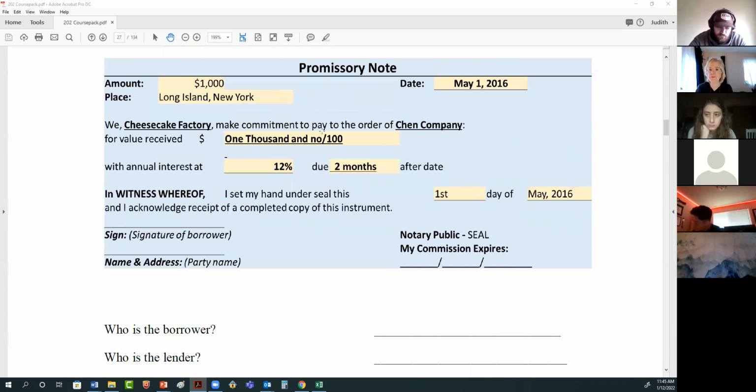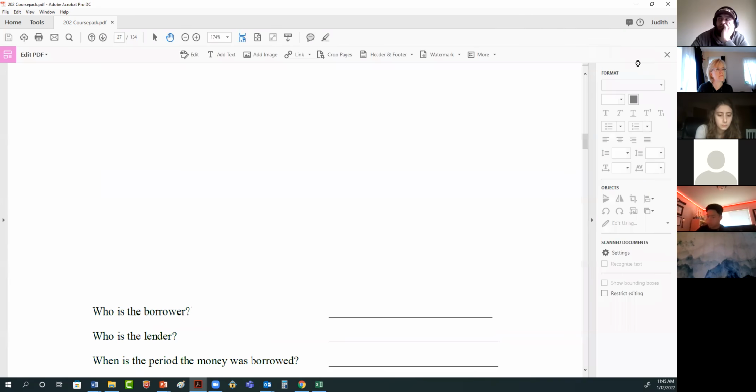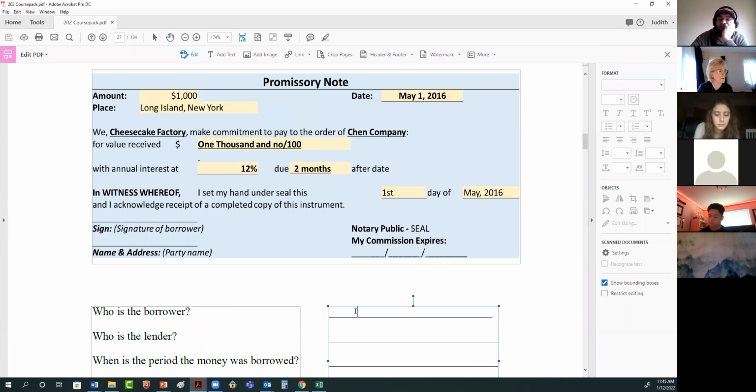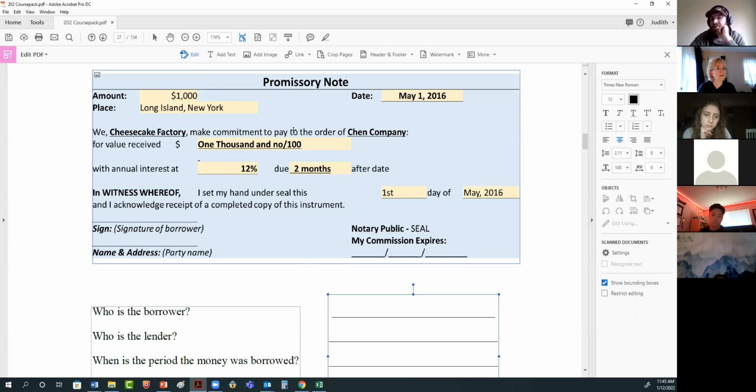Okay. Who's the lender? Who is loaning the money to Cheesecake? That's correct. It's Chen. I wonder if I can write that in there? Yeah, I think I can. Oh, it's going to look weird. Okay, never mind. Cheesecake.